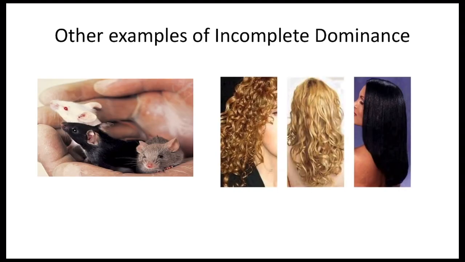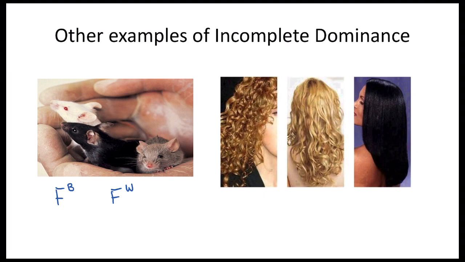So this slide just shows other examples of incomplete dominance. So this can be seen in mice in the trait of fur color. So if we say have FB for black, so FB is black, and FW would be the white. Two black alleles would give you a black mouse, two white alleles would give you a white fur-colored mouse, and the FB FW mix would give you a gray.